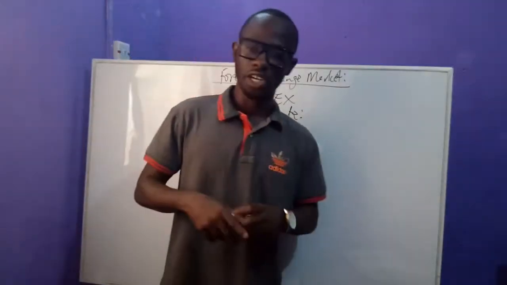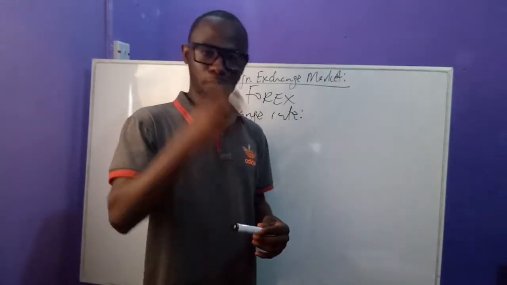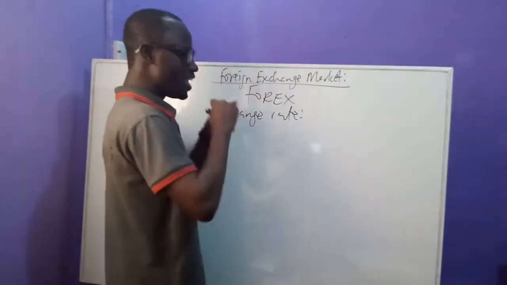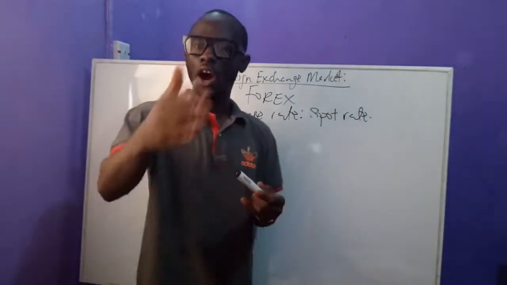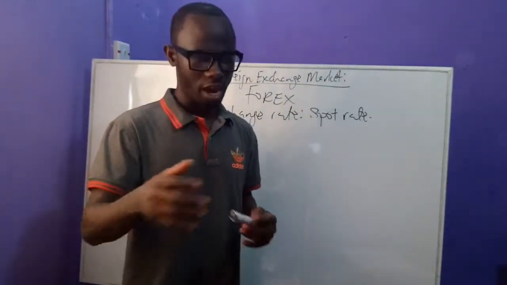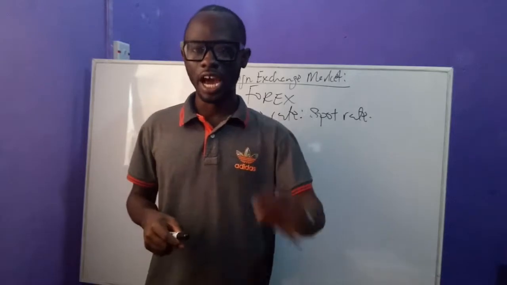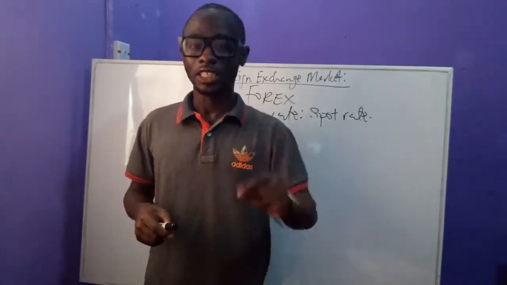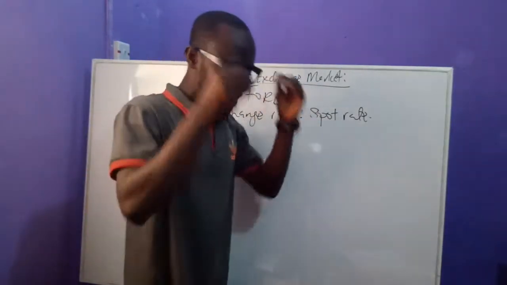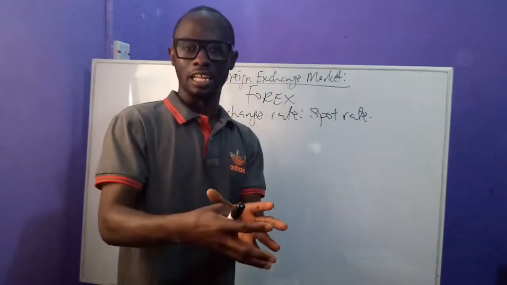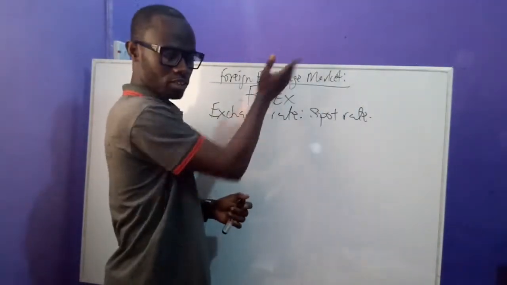When we talk about the exchange rate on a given day, it is referred to as the spot rate. Get that carefully. The exchange rate on a given day is referred to as what? The spot rate. So if you walk into any forex bureau, or any bank right now, and you want to exchange any currency at all, the rate at which they will exchange the currency to you right now, today, is what we refer to as the spot rate. So the spot rate is the given rate on a day when a currency is being exchanged.